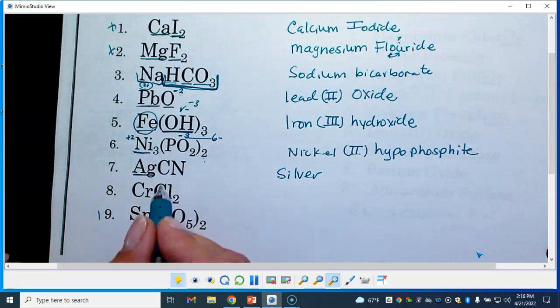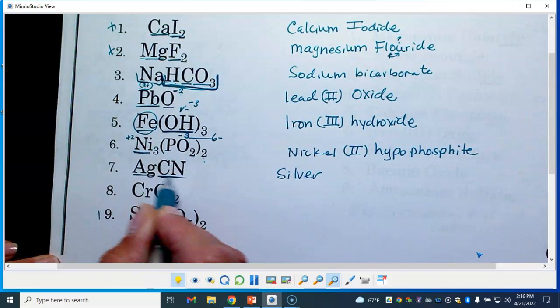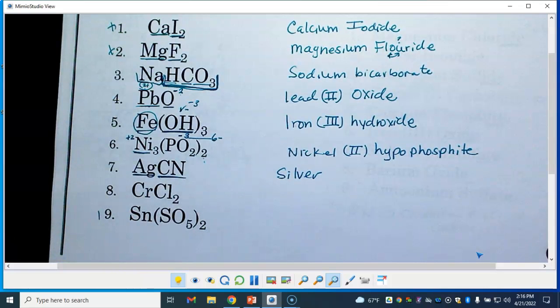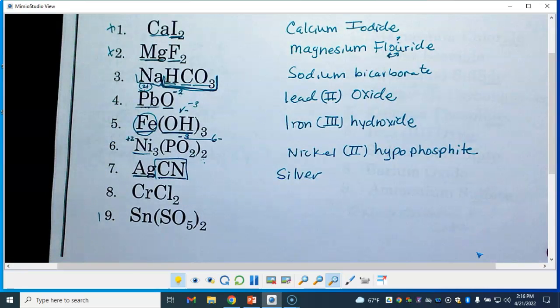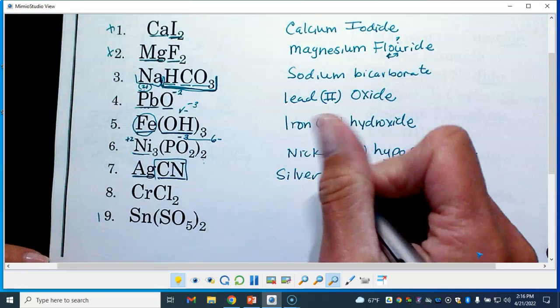So now we're going to move to the anion. And again, if you have 3 or more elements, I guarantee there is a polyatomic ion present. So I would never name this silver carbon nitrogen. I guarantee there's a polyatomic ion in there. So what polyatomic ion is CN? Cyanide. So silver cyanide.